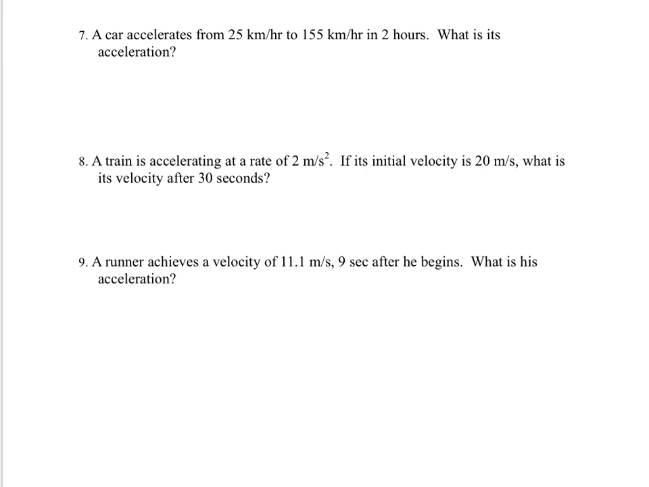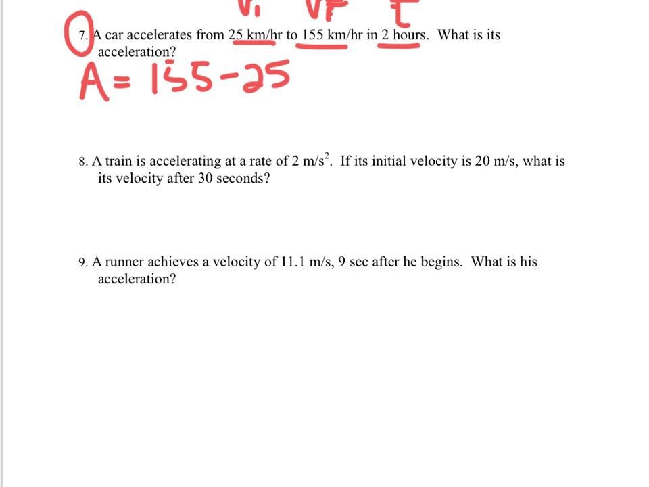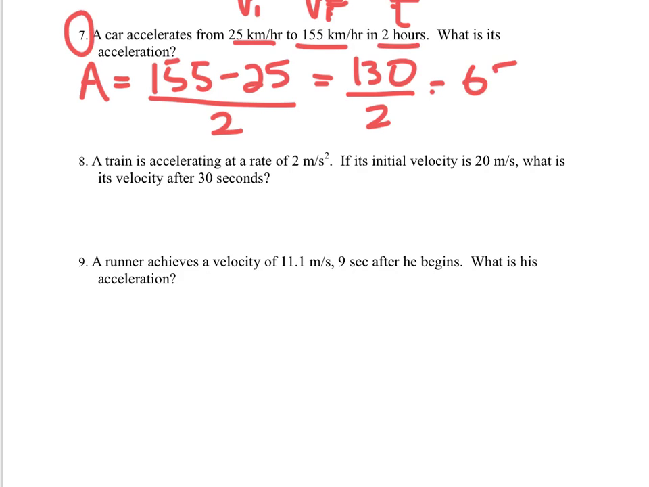So let's start with number 7. A car accelerates from 25 to 155 in 2 hours. So here we have our initial velocity. Here we have our final velocity. Oops, sorry. And here we have our time. What is the acceleration? So final velocity 155 minus 25 divided by the 2 hours. So we have 130 divided by 2 is 65, and now we have kilometers per hour squared.